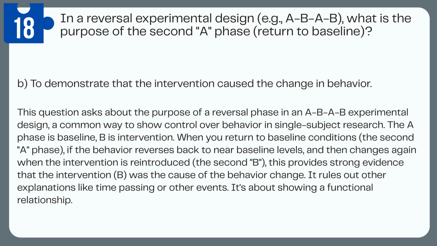Answer: B. To demonstrate that the intervention caused the change in behavior. This question asks about the purpose of a reversal phase in an ABAB experimental design, a common way to show control over behavior in single-subject research. The A phase is baseline, B is intervention. When you return to baseline conditions, the second A phase, if the behavior reverses back to near baseline levels and then changes again when the intervention is reintroduced, the second B, this provides strong evidence that the intervention, B, was the cause of the behavior change. It rules out other explanations like time passing or other events. It's about showing a functional relationship.